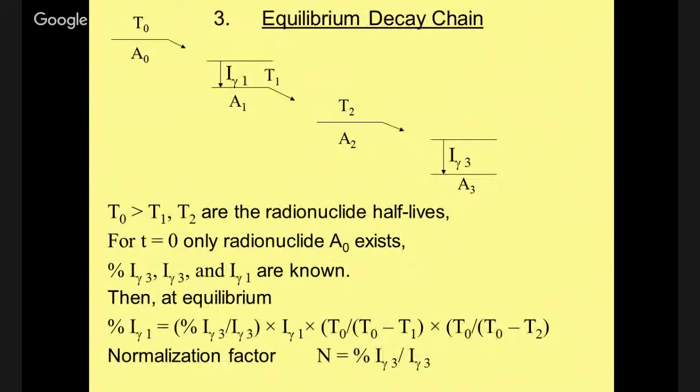Oh, this is equilibrium, very little. Let's suppose this is in equilibrium and you know this. So you can get the normalization factor using the last one, assuming the first one is the longest half-life. This is not very important.